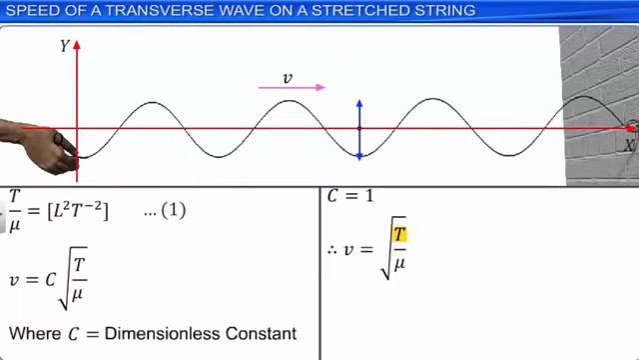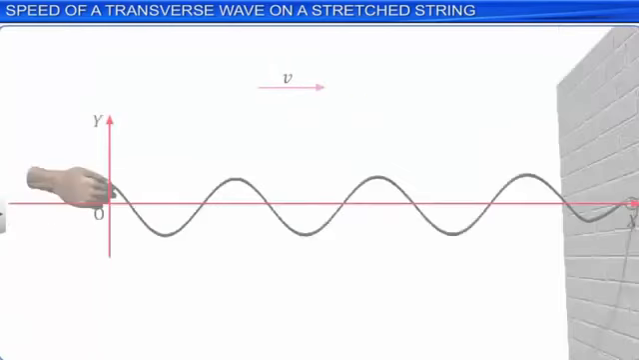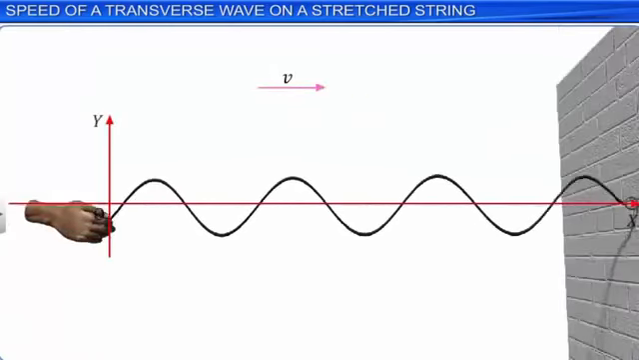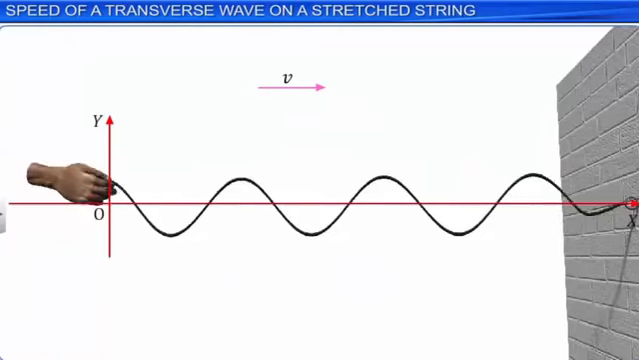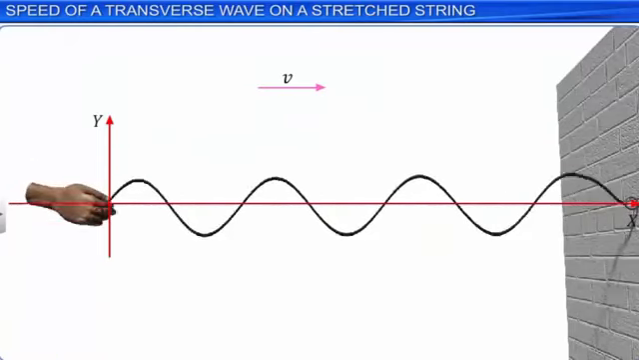wave. The frequency of the wave is the frequency of the source which generates the waves. The wavelength lambda is determined by the ratio of velocity v and frequency nu.